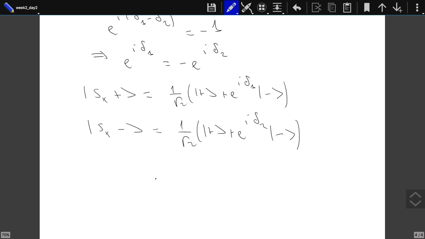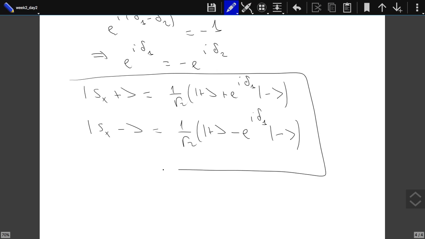So we just found that these two phases appearing in these two states are minus each other. So instead of this one, I can just put minus e to the power i delta 1. Now these are the eigenkets of the Sx operator. Still there is this problem of delta 1. We will handle it next Monday. But up to this unknown delta 1, we know our Sx states.